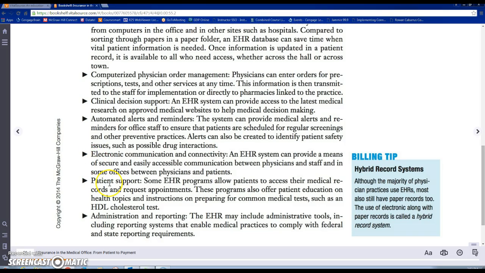Patient support. I know the thing I like most about an EHR as a patient is I can go in through the patient portal and check my record, see what the results were on my tests, or if they've sent any other information to me. I can check all that through the patient portal. And it does have some administrative tools and reporting system that are really nice to use.